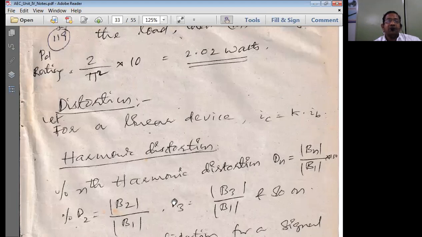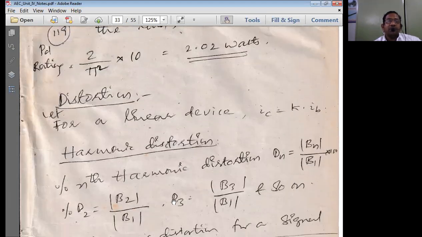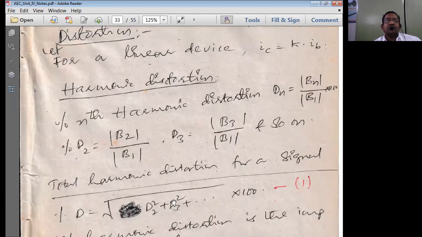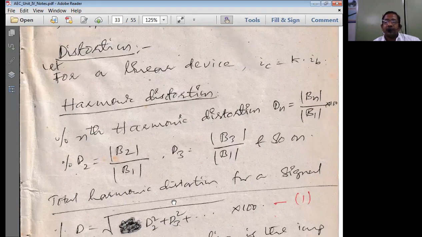So having done with this, the next important topic is going to be the distortion. Distortion is nothing but what? If the output of the circuit is not the same as the input, that means if the shape of the output waveform is different with respect to the shape of the input signal, then it is known as distortion. The shape should not change. If you apply a sine wave, there should be a perfect sine wave at the output. If you apply a square wave, there should be a perfect square wave at the output. If it is so, we say distortion is not there.